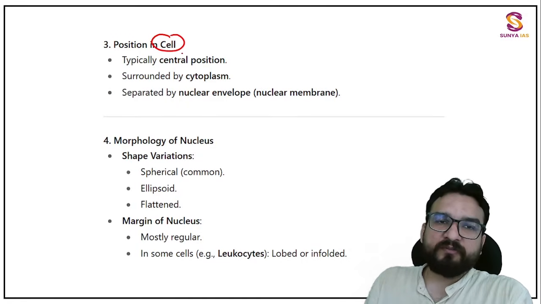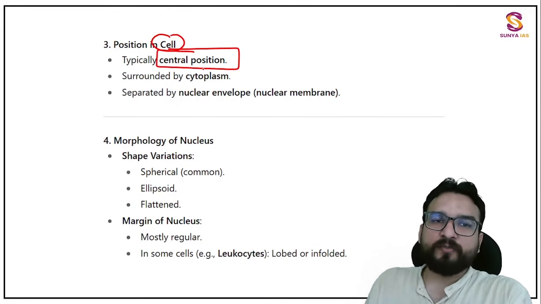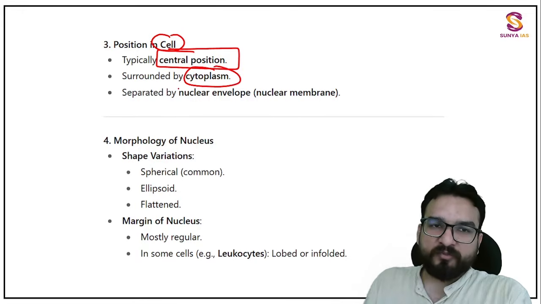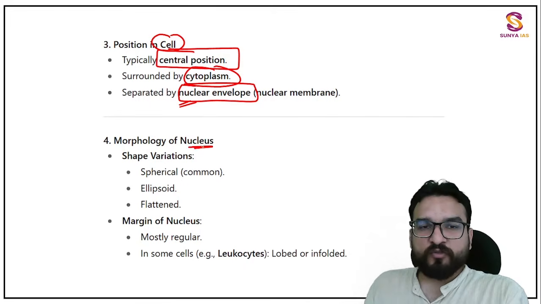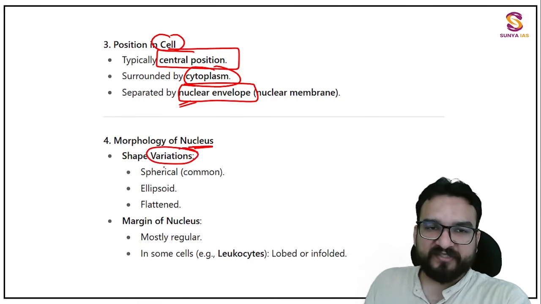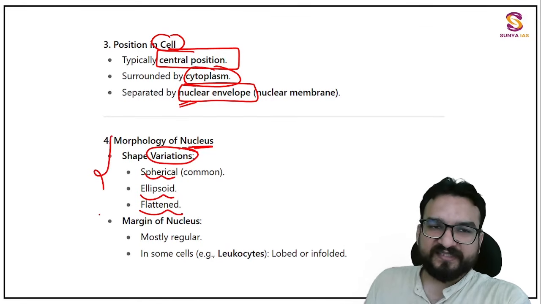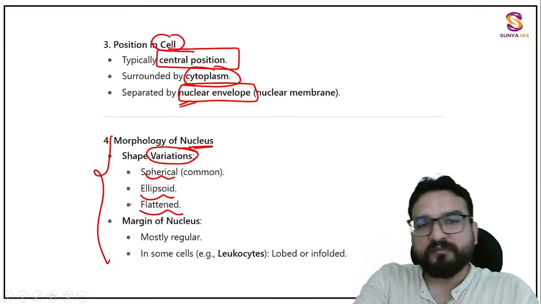Position in the cell: you will be finding sometimes a central position they occupy, sometimes surrounded by cytoplasm, separated by a nuclear envelope, you will be finding over here. Morphology of nucleus: you will be finding that their shape varies from spherical, ellipsoid, flattened, right? These are just a simple piece of information which you will be finding over here.